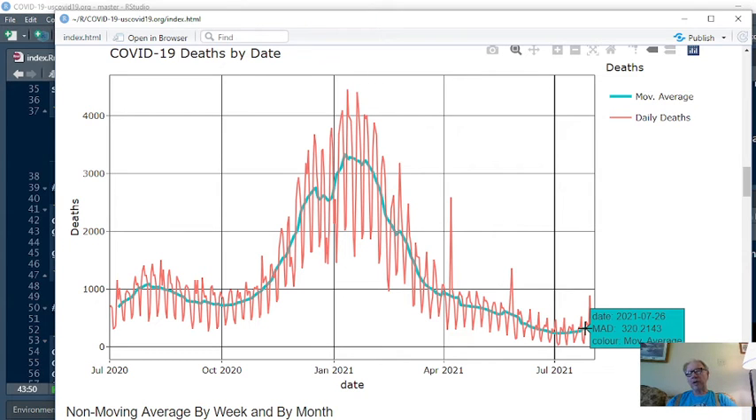Here's a question. If we average 320 deaths per day for an entire year, for 12 months, how many deaths would that be? That's 116,000 deaths. Wait a second. That's less than half of the number of people who die per year of cancer or heart disease.